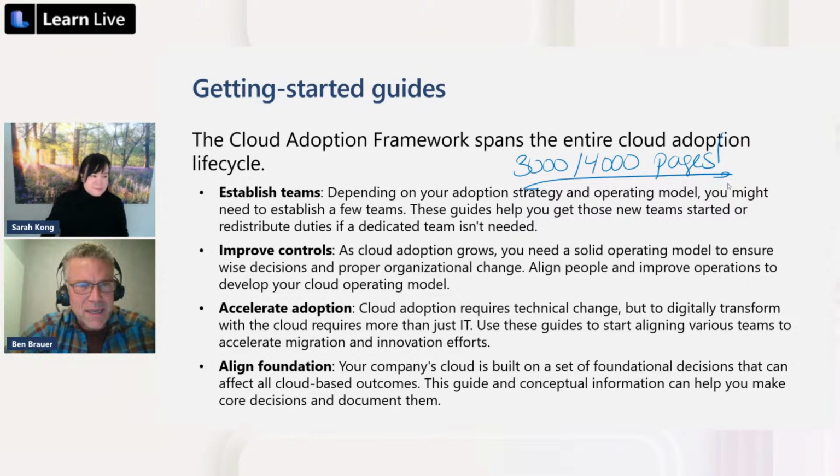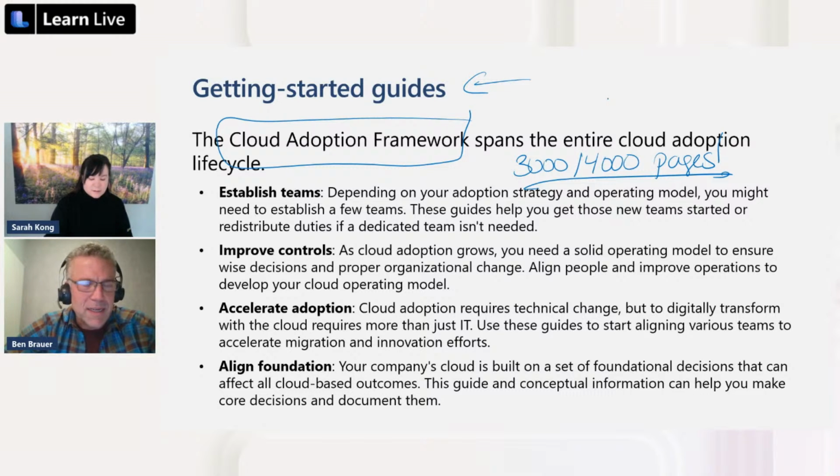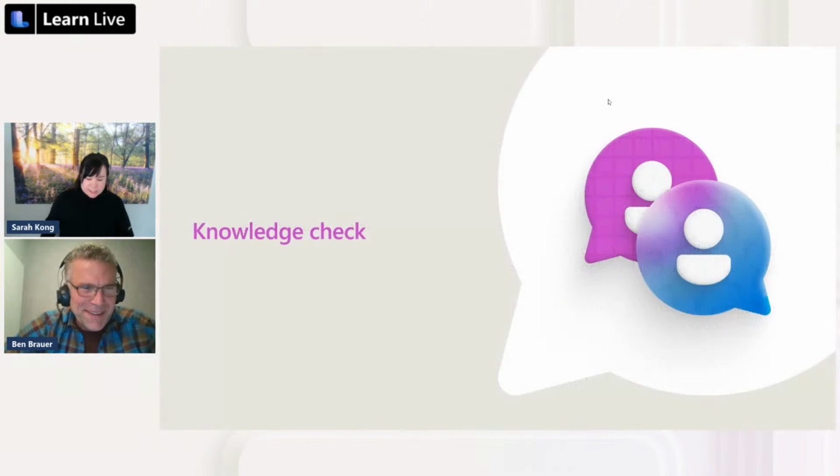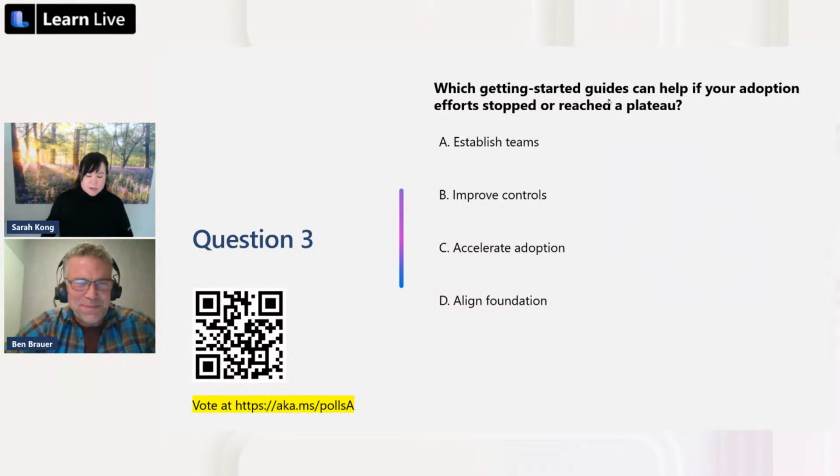So you can find these getting started guides very close to the top of the table of contents in the cloud adoption framework, so it's easy to find. You could actually do a search on getting started guides in the cloud adoption framework, and you will be able to start right away with these 4 different principles here. Okay. And which getting started guides can help if your adoption efforts stopped or reach a plateau?